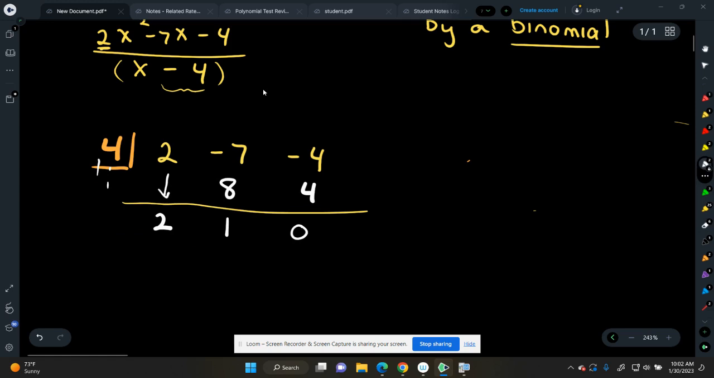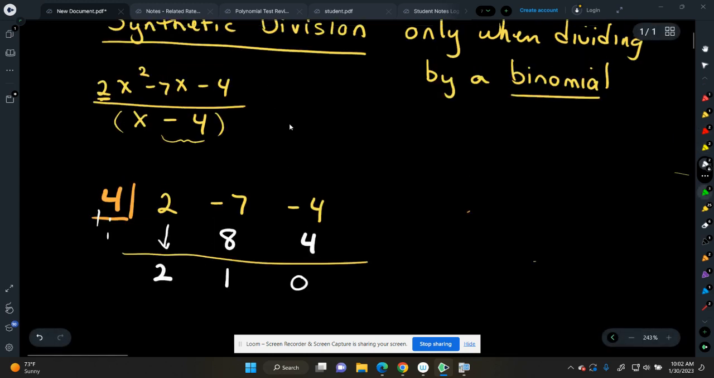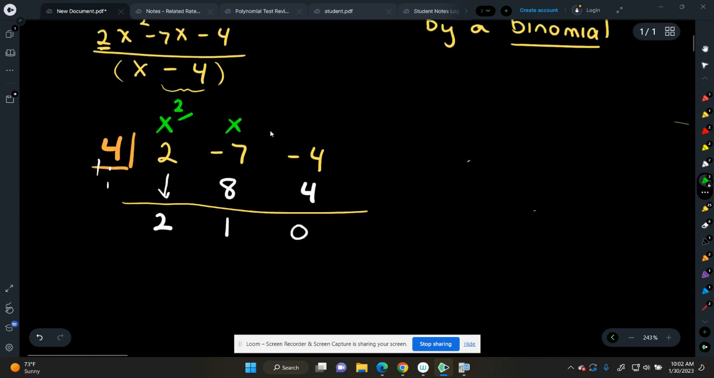Okay, so we finished our synthetic division. Now we have to interpret what that means, okay? So what we did is we wrote the numbers. This was where we got the 2 from the x squared. We got the negative 7 from the x, right? So whatever this exponent is, this one's going to be 1 less than that. So this is going to be 2x plus 1. So we drop in exponents. So our answer is 2x plus 1.